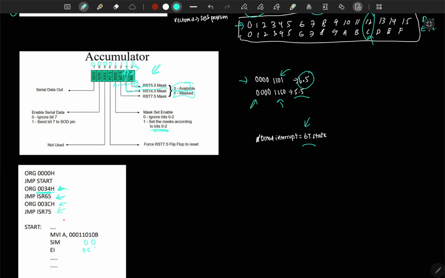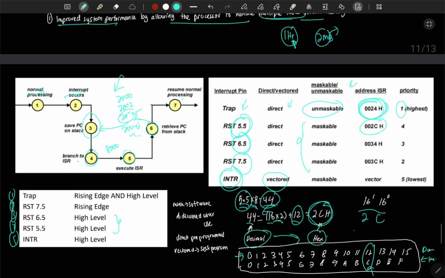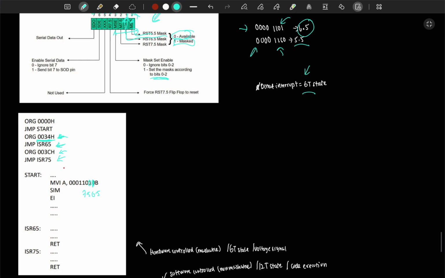Okay, technically here is an error. If they are trying to use 6.5, they should have used 0 0 here, not 0 1. Okay, so beware of that, it should be 0 0 1. So they are trying to use 7.5 and 6.5. In this case, it should be 5.5. So there is a minor error there.